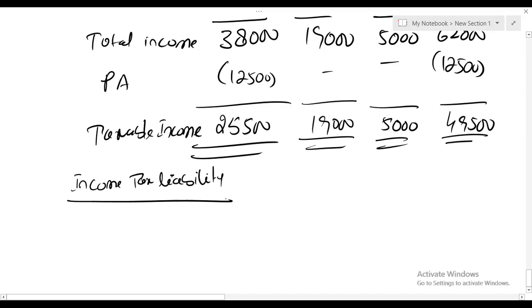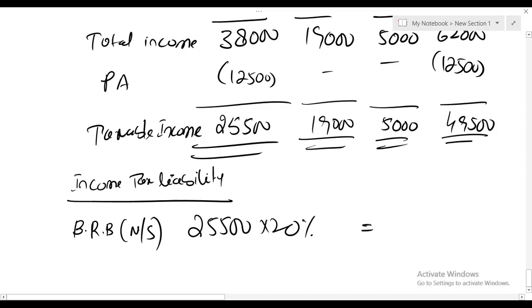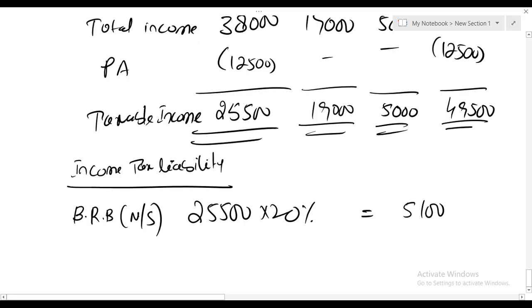So there is a taxable income of 25,500 in non-saving income. Entire amount falls in basic rate band. Basic rate band, non-saving, 25,500 into 20%. It comes 5,100. Okay, I'm done with non-saving income. Now I have to move on to saving income.